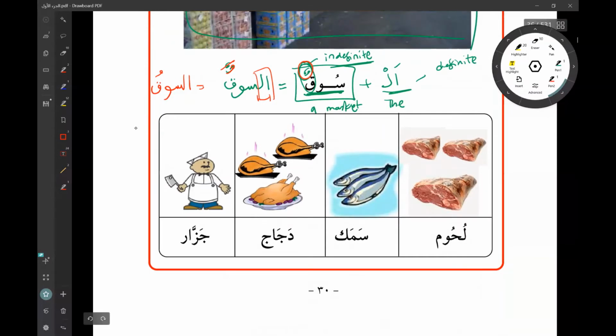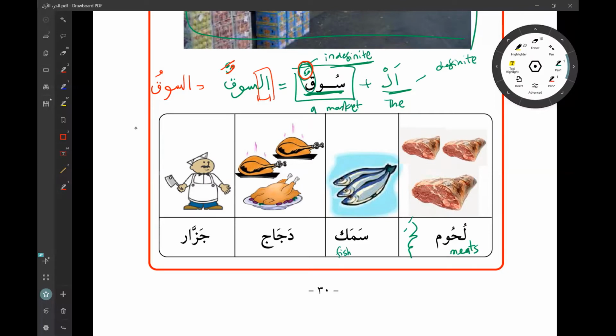So the first word is luhum. Luhum is meat as a plural, right? You might want to learn the singular, lahm. Okay, lahm. Maybe you can read it a little bit clearer. Maybe not. Lahm means meat, right? So then we have samak, which is fish.